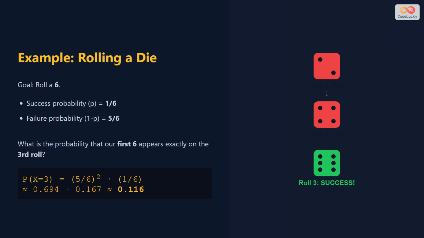Let's apply this to a die roll. Suppose we want to roll a 6. The chance of success, p, is 1 in 6. The chance of failure is 5 in 6. What is the probability that we get our first 6 on exactly the third roll? We fail twice, then succeed once. The math works out to roughly 11.6%.